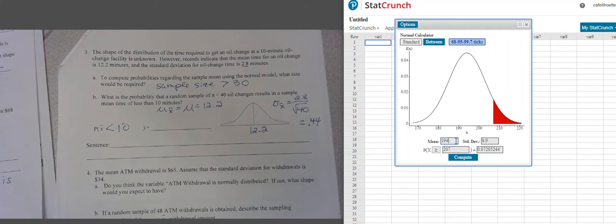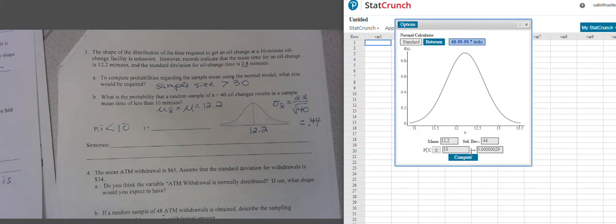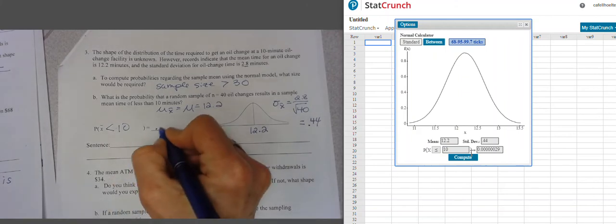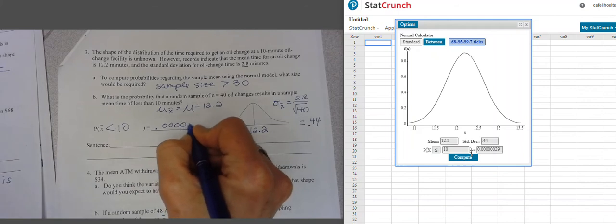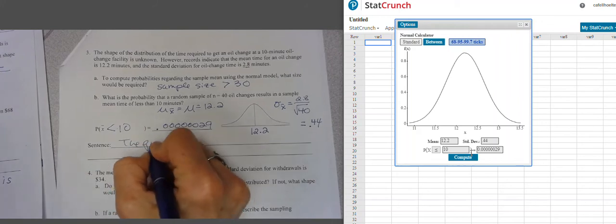So we are looking at the average of 12.2 minutes to change the oil, and the standard deviation that we're using by the central limit theorem is 0.44. So we adjusted it there. So the probability that the time to change the oil is going to be less than 10 minutes is, oh, that's not very good. It's almost 0. So this would be 0.000000029. So it's almost 0.